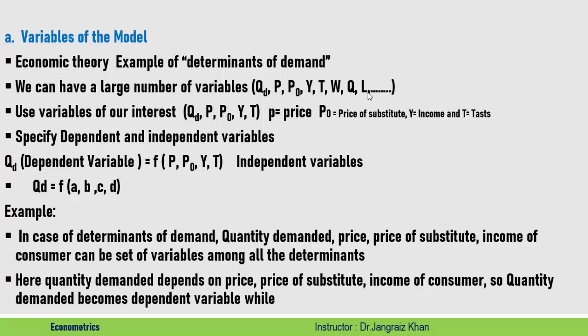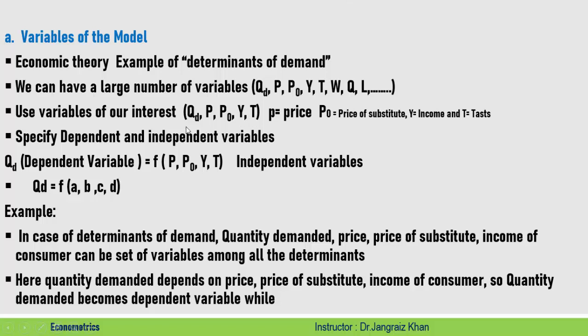Sometimes it becomes very difficult for us to accommodate all variables. So in that case, we take the variables of our interest, meaning those variables which are important according to that theory, or in this case those which are the most important expected determinants of demand. We have price, the price of the substitute, income, and taste.